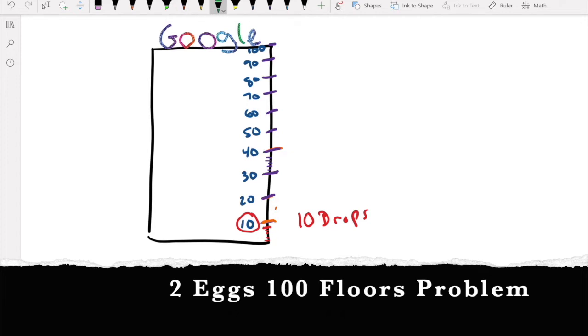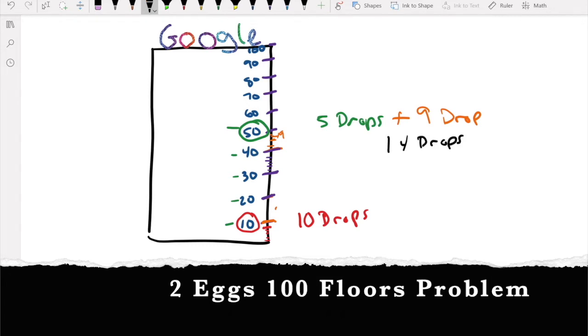Let's say it breaks at floor 50. Well, it took you 5 drops to get there at the first egg. 1, 2, 3, 4, 5. So that's 5 drops. Then with the second egg, you have to try all the floors starting at 41, 42, 43, 44, 45, all the way to 49. The worst case scenario is that the egg breaks at floor 49. So that's an additional 9 drops, which is a total of 14 drops.